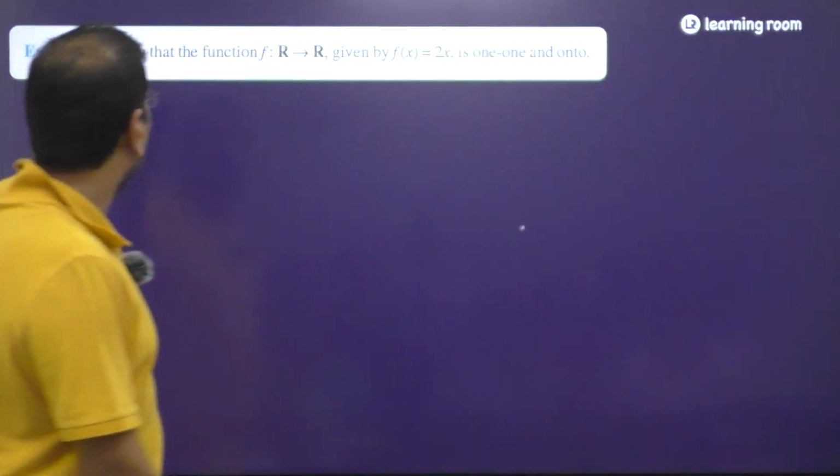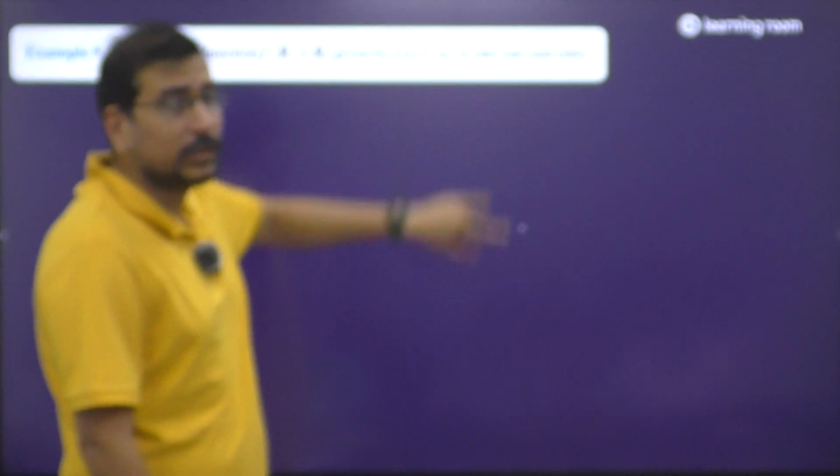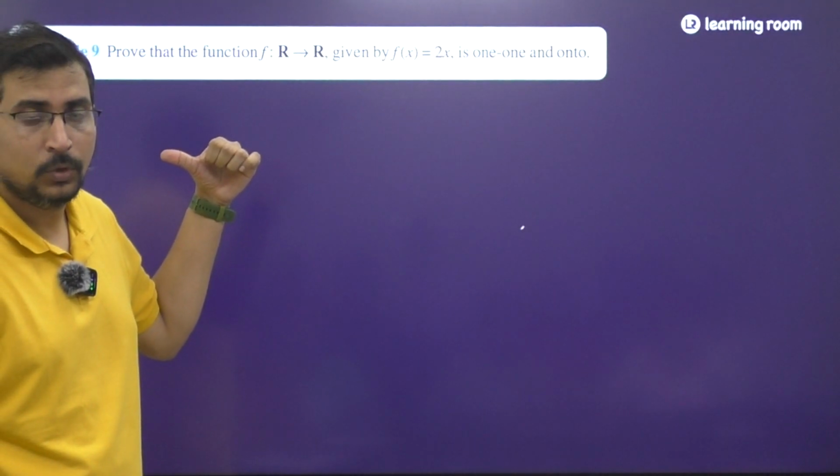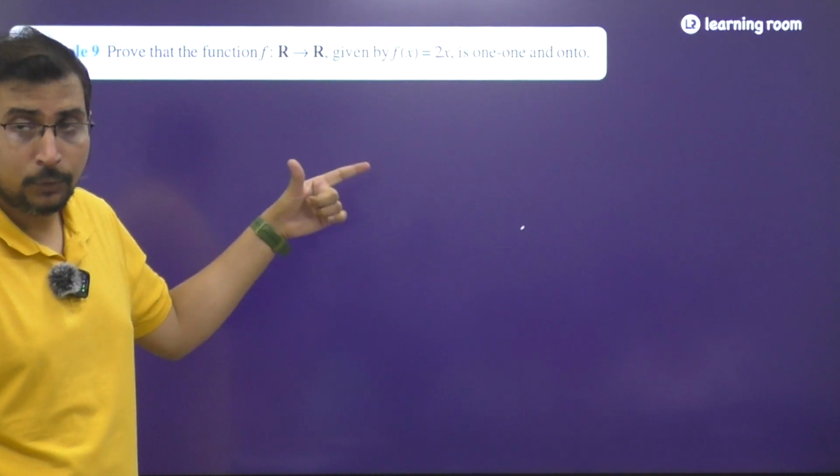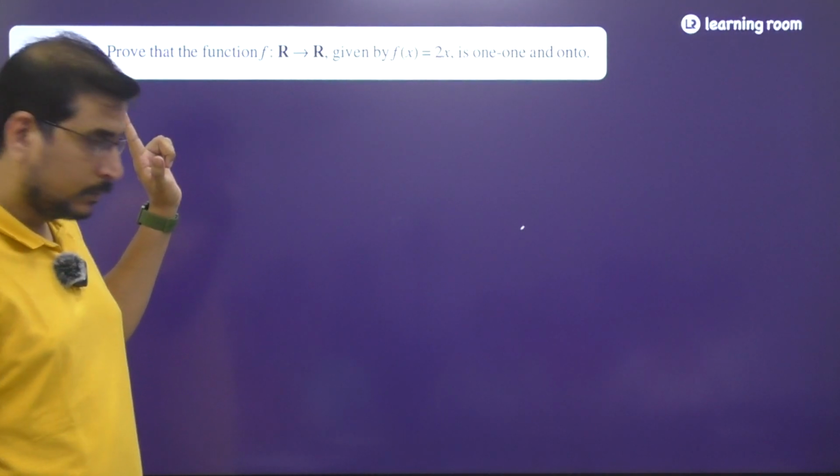The function f is 1-1. Oh, sorry, not this one. So prove that the function f mapped from R to R given by f of x is equal to 2x is 1-1 and onto. In the previous case, it would have been only 1-1, but it would not have been onto. Here it is y. What are the steps again?